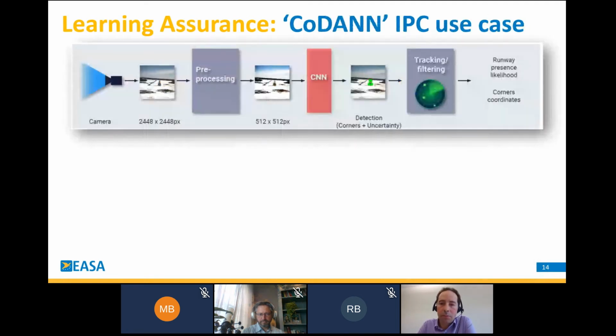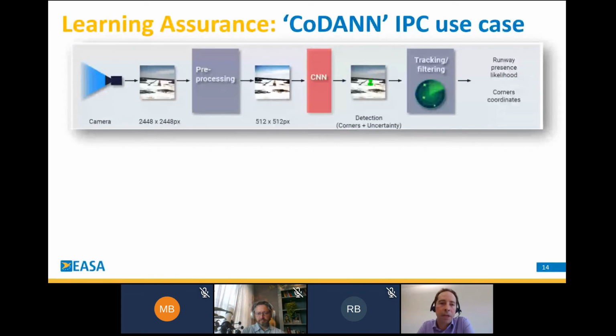Before talking about the result, this is a brief introduction of the use case to give you more technical context. The system studied was a runway detection system based on a high-resolution camera that provides, after some pre-processing, images to a convolutional neural network. After some tracking and filtering, the output of the system is whether there is a runway in the field of view of the camera and where it is located, meaning the coordinates of the four corners of the runway.